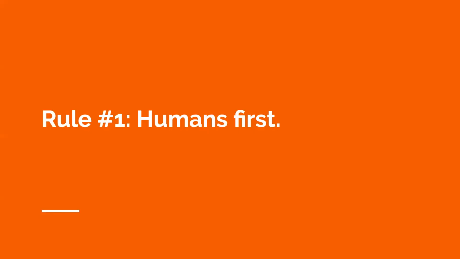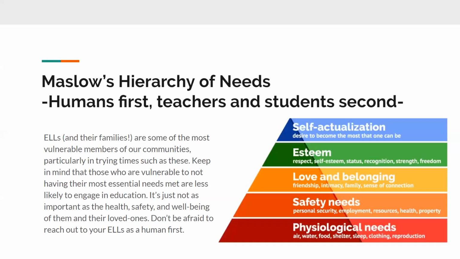All right, rule number 1, humans first. So I want to talk to you a little about Maslow's hierarchy of needs and something to keep in mind right now. ELLs and their families are some of the most vulnerable members of our community right now.